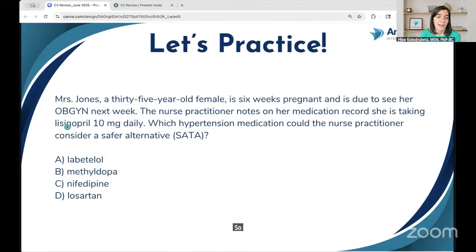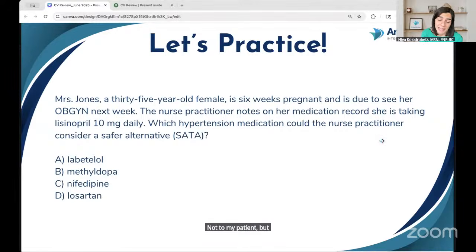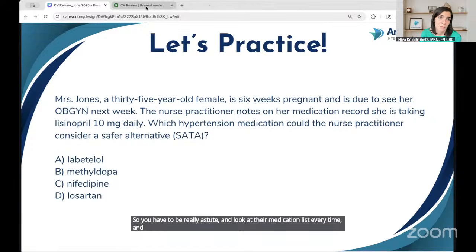So she's on an ACE inhibitor. You, as an astute clinician, know that ACEs and ARBs are very bad for the fetus. And this happens in clinical practice. This has happened not to my patient, but in the clinic I've been in with another nurse practitioner. And patients will get pregnant on those ACEs and ARBs, and they'll tell you, no, I have no plans of pregnancy. And sure enough, they come in and they're on that ACE or ARB and they're pregnant. So you have to be really astute and look at their medication list every time and switch them to make sure you're practicing safely and keeping that baby safe.